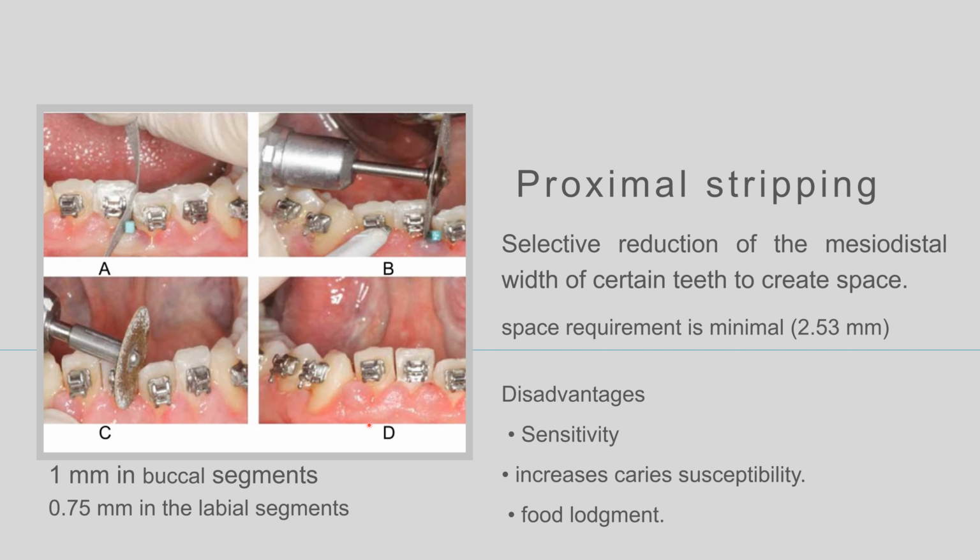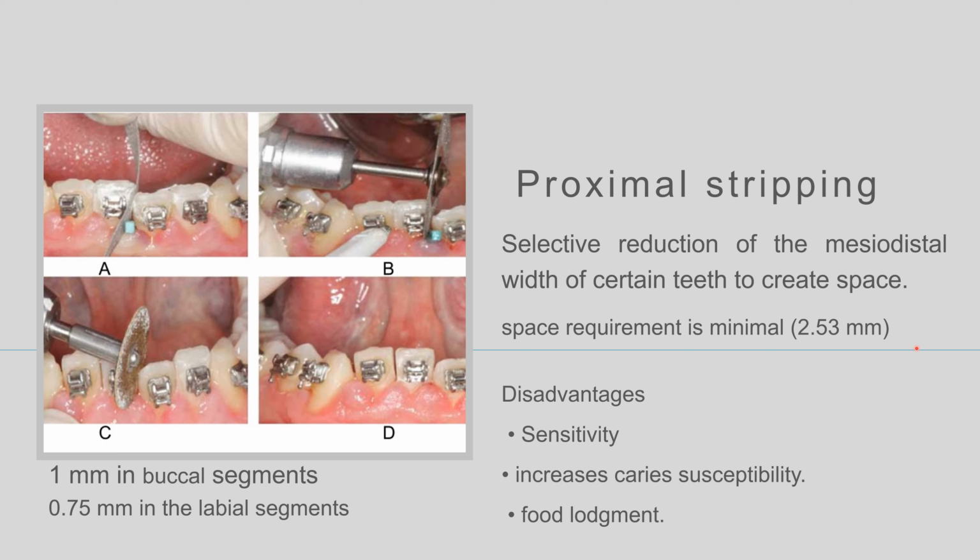In the proximal stripping, we create about 1 millimeter of stripping from the mesial and distal surface of the posterior teeth, and we can reduce 0.75 millimeter from the mesial and distal surface at the contact point of the anterior teeth to create a space of about 2.35 millimeters to correct the case.